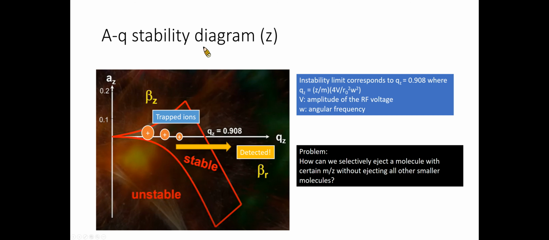According to the stability diagram, all the smaller molecules will be ejected if we want to detect a heavier molecule. So the question is, how can we selectively eject a molecule with a certain mass to charge ratio without ejecting all other smaller molecules?